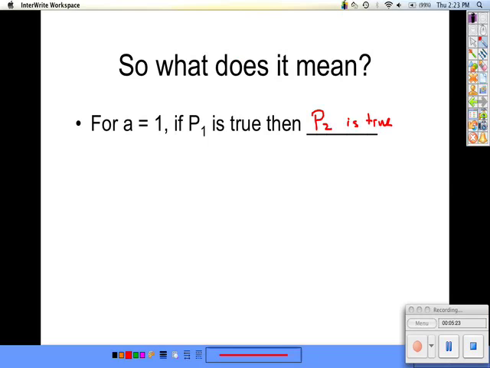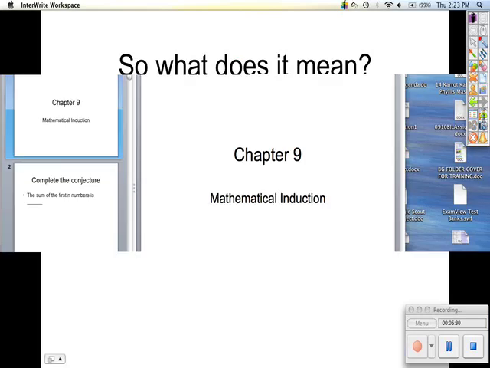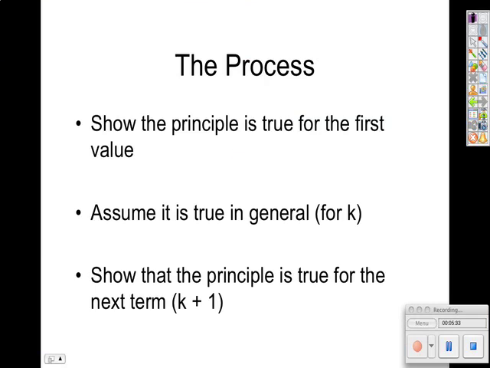And the process that we're going to go through is that we're going to show the principle is true for the first value. Then we're going to assume that the principle is true in general, and we're going to use the parameter k. The thing we're then going to have to do is show that the principle is true for the next term, for k plus 1. So we want to prove the sum formula for a geometric series by induction.